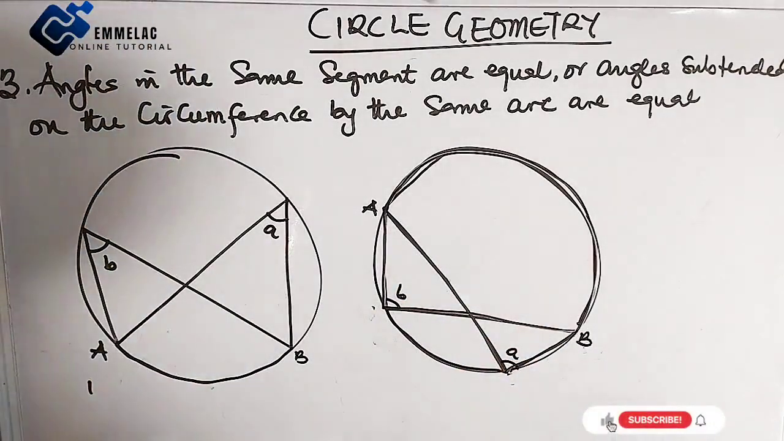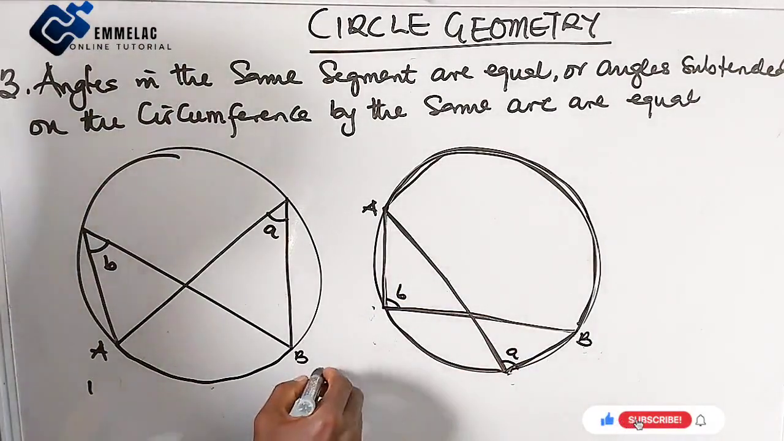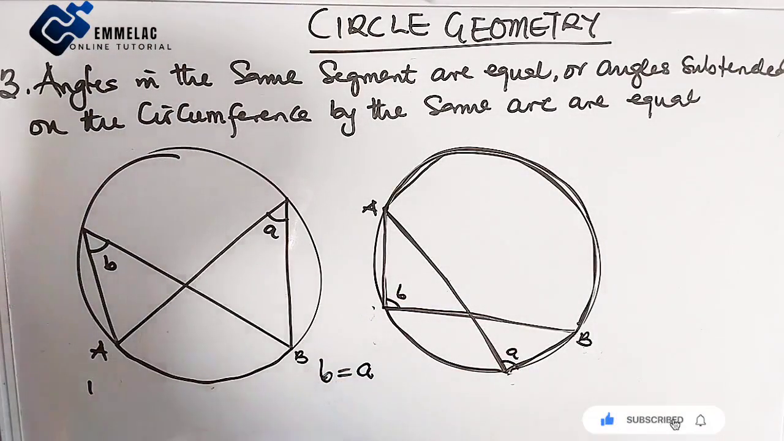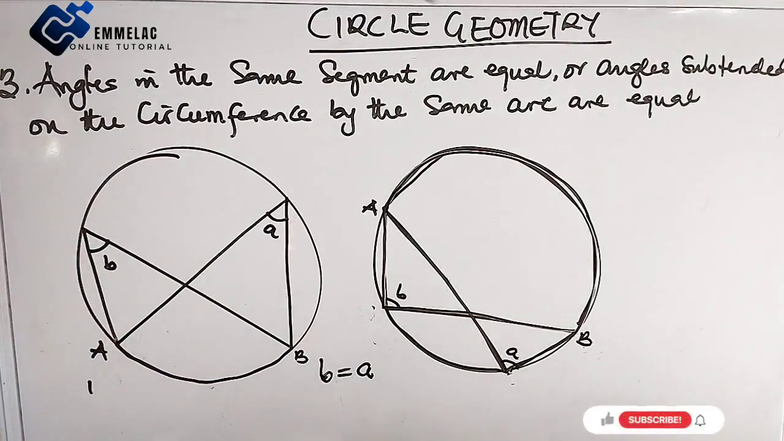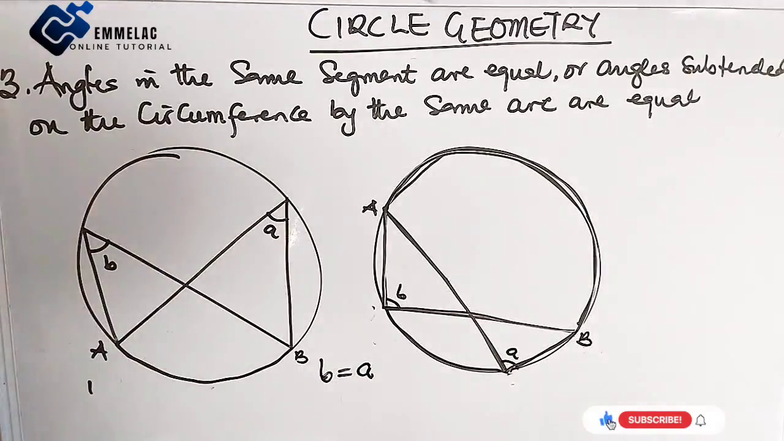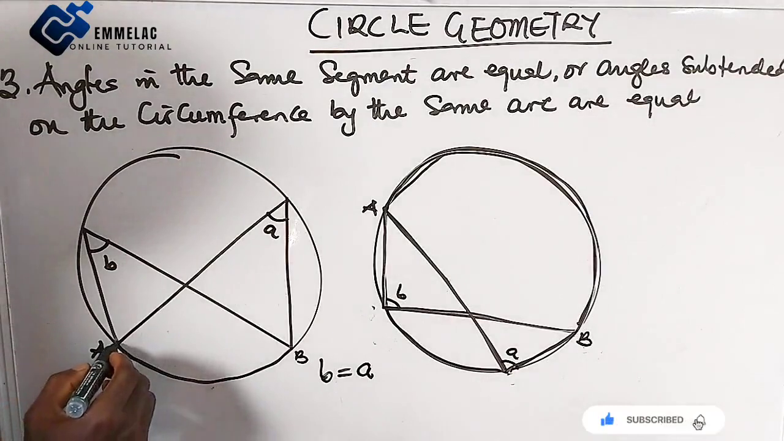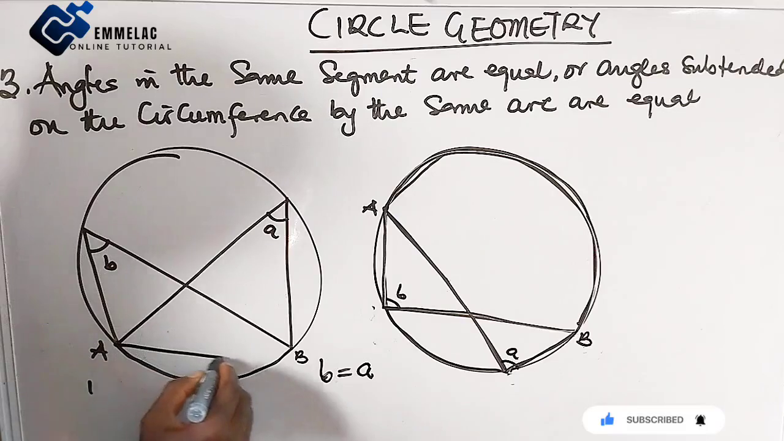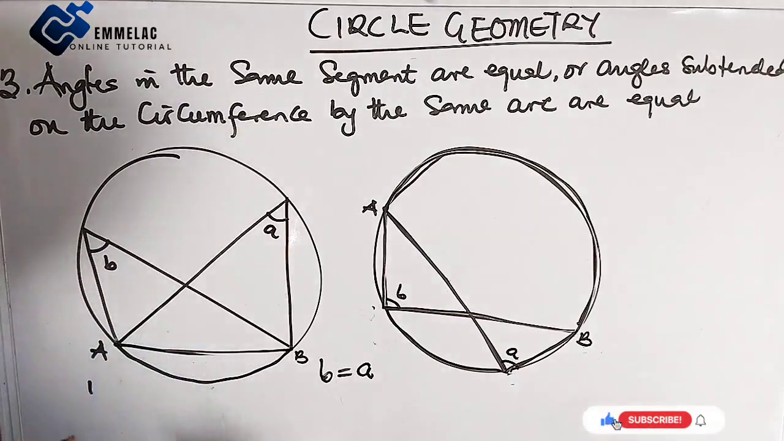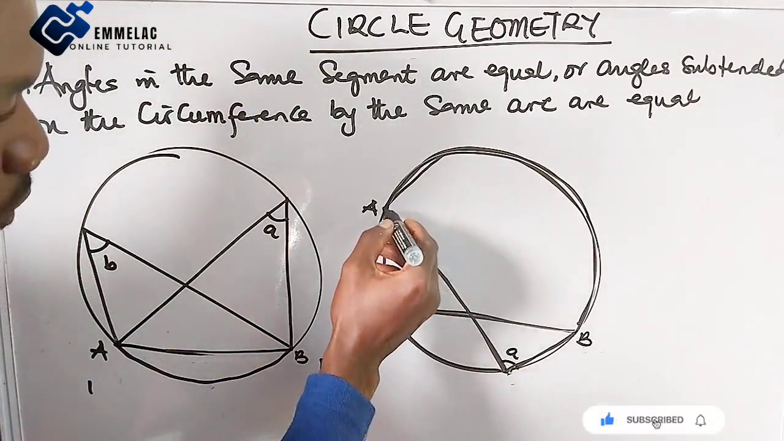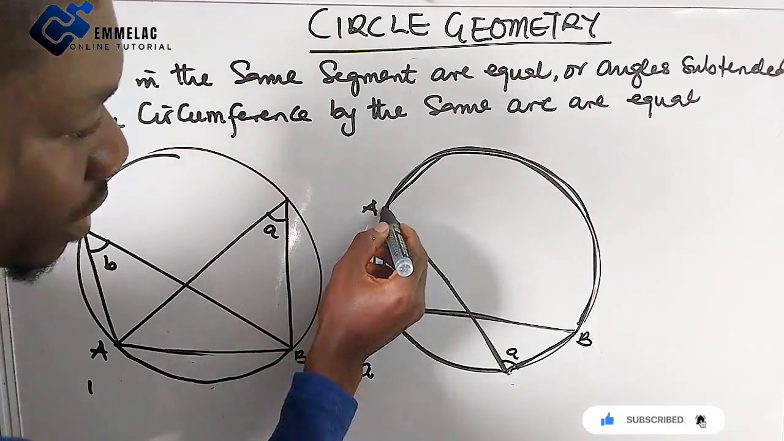All right, so it then implies that B equals A for each case, and therefore also when we talk about the same segment here, now we can see from this arc. We know that a segment is just a line that divides the circle into two parts.